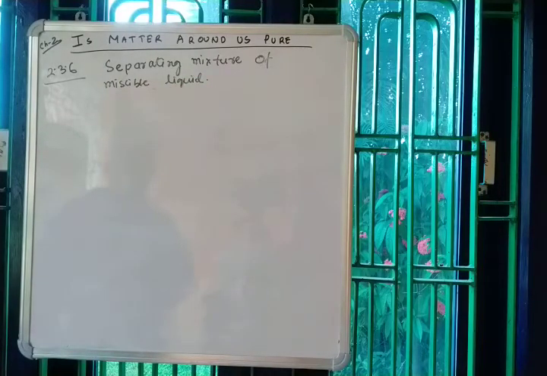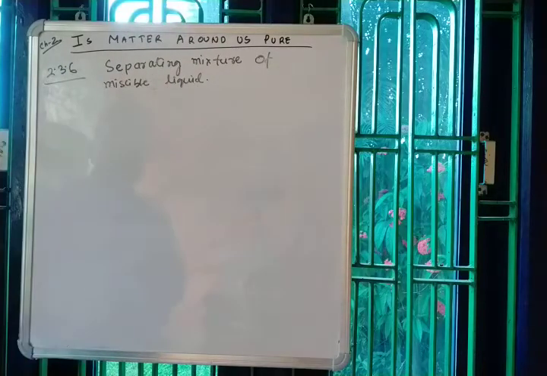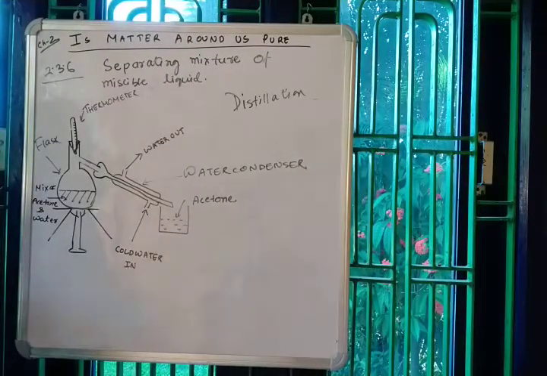So the method that we have to use in case of separating mixture of miscible liquid is somehow different from the first one. The method which we are going to use to separate mixture of miscible liquid is called distillation. So this is the setup for the process of distillation.